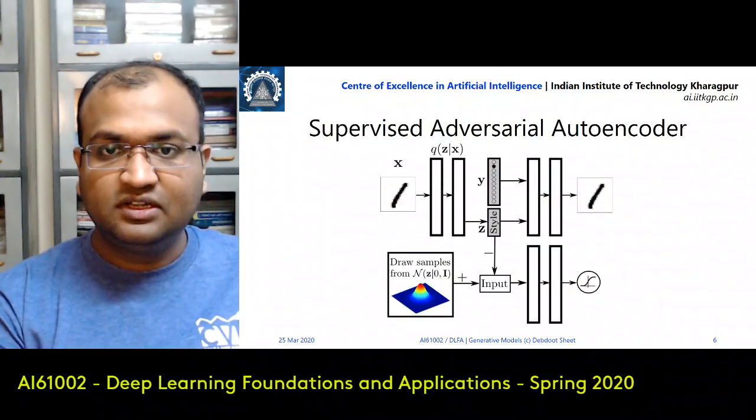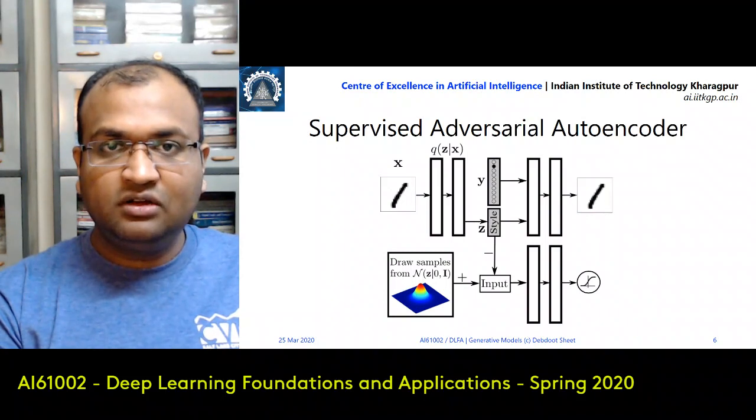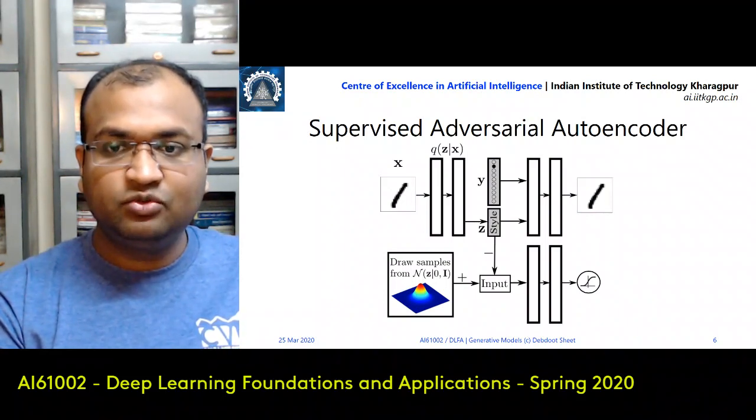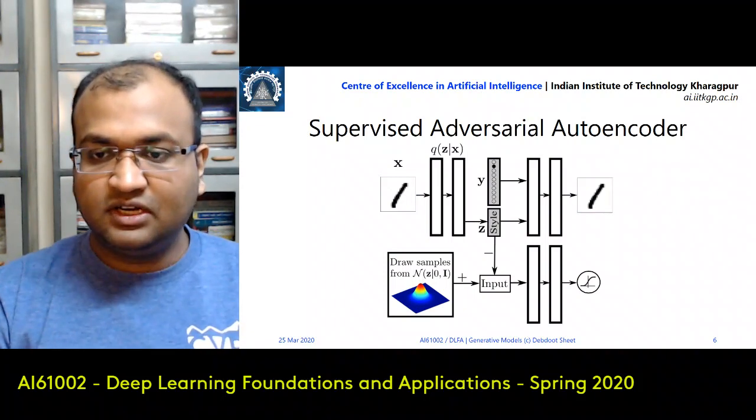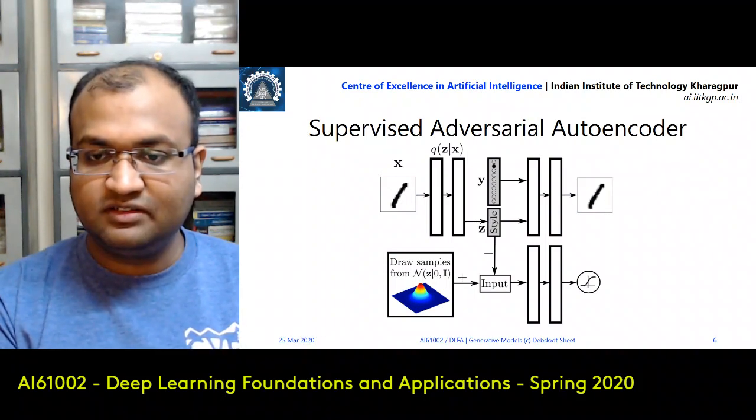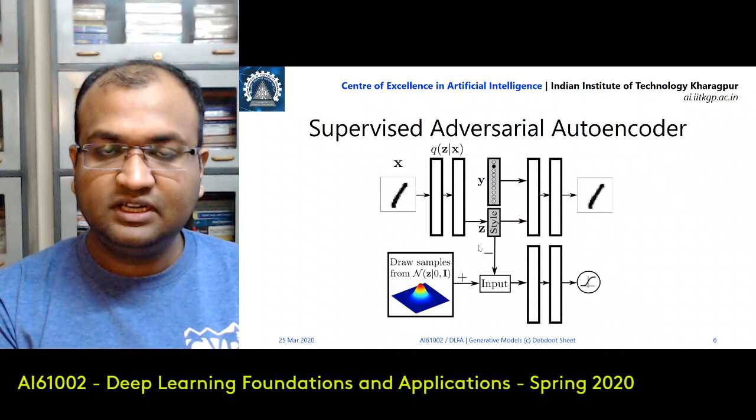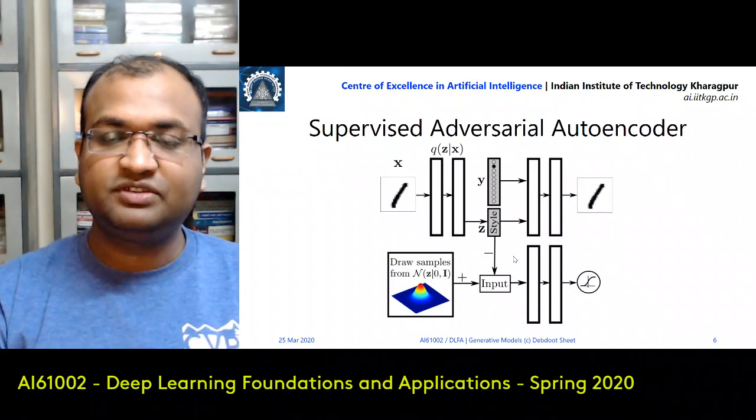Okay, so this was another way of trying to solve this problem. Now that's not all. There are also different ways in which you have something which is called a supervised adversarial autoencoder. Now what happens within this supervised adversarial autoencoder is that this whole thing can help you actually decouple the content from style.